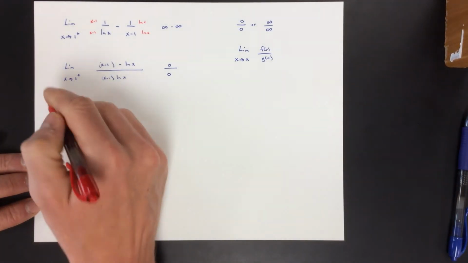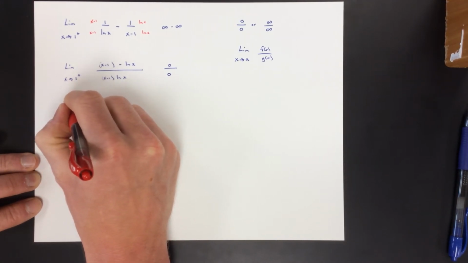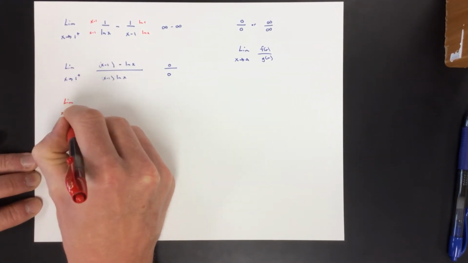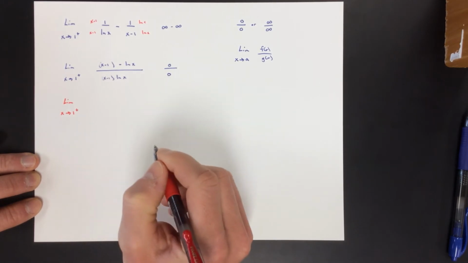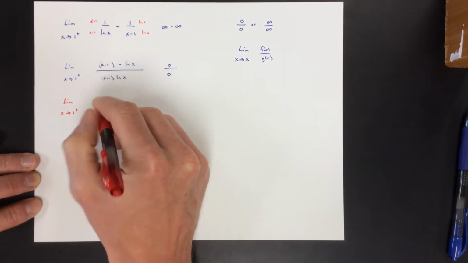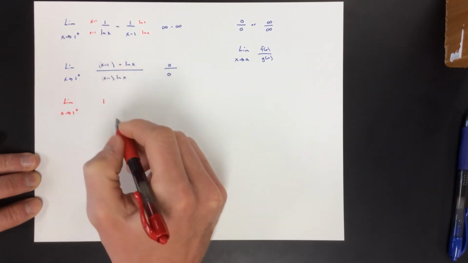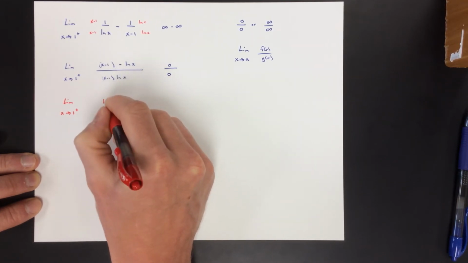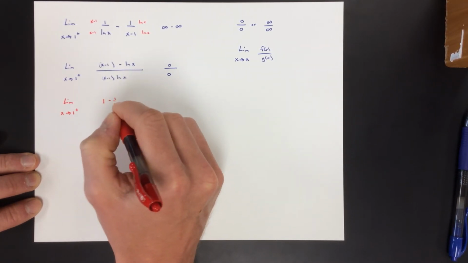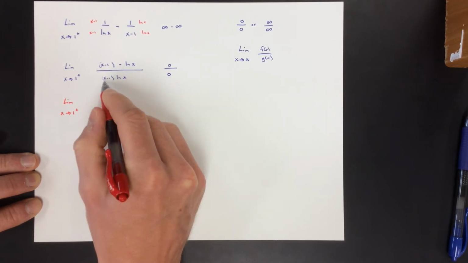Okay, so now we can do L'Hopital. So I'll change the red, and this is me taking the derivative of the top and the bottom, which is what L'Hopital allows us to do. The derivative of x is 1. The derivative of 1 just goes away, and the derivative of the natural log is 1 over x. Okay, all over the derivative of this.